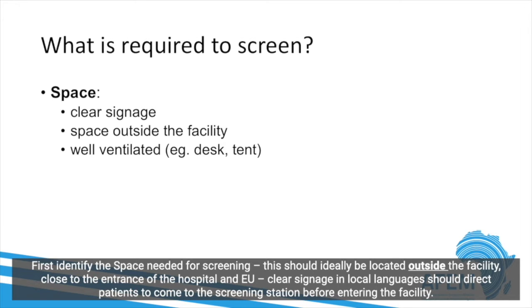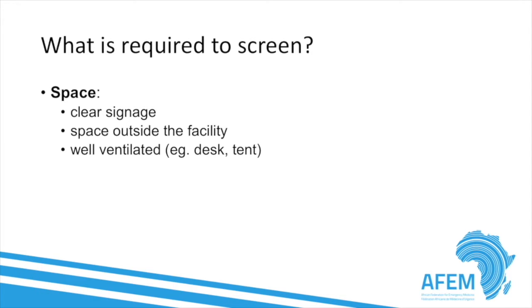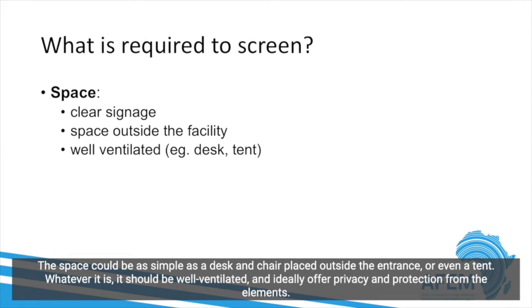First, identify the space needed for screening. This should ideally be located outside the facility, close to the entrance of the hospital and emergency unit. Clear signage in local languages should direct patients to come to the screening station before entering the facility. The space could be as simple as a desk and a chair placed outside the entrance, or even a tent. Whatever it is, it should be well ventilated and ideally offer privacy and protection from the elements.